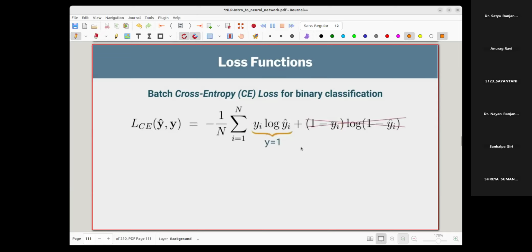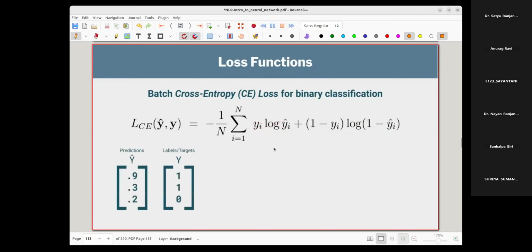Now if the original y is 1, this portion is not going to be calculated. Why? Because 1 minus yi is 1 minus 1, which is 0, so it becomes 0. The only thing considered is 1 into the log of your prediction. Similarly, if the actual y is 0, then this yi becomes 0, so this term becomes 0, but 1 minus 0 is 1, and only this remains: log of 1 minus yi cap. So for every data point, you calculate this and find the average.